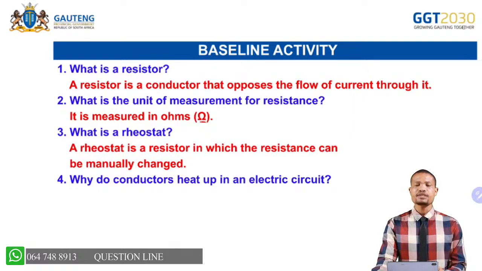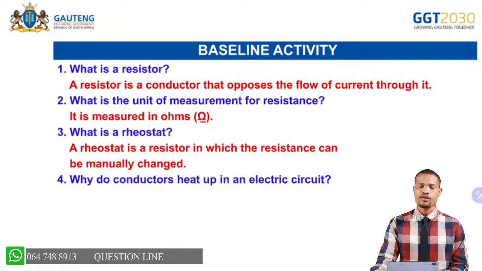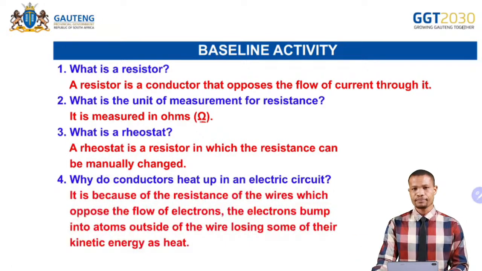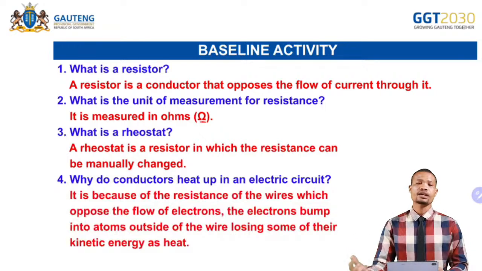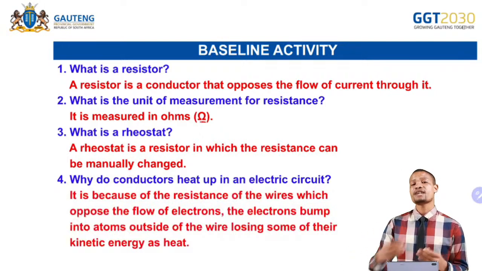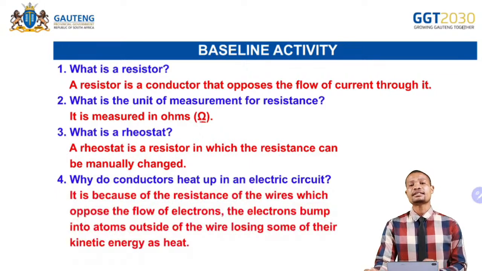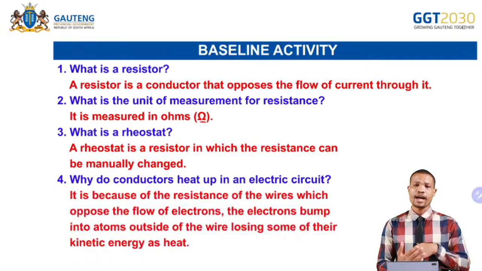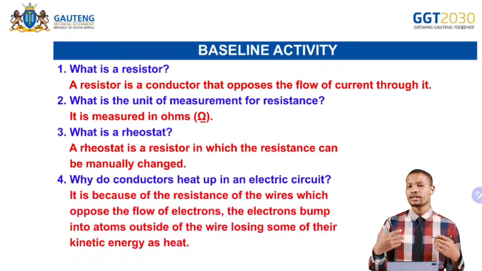And the last question is, why do conductors heat up in an electrical circuit? Anyone? Yes, that is correct. The reason why conductors heat up is because of the resistance of the wires. Remember we said a resistor is a substance that tries to prevent the flow of current through it. So conductors also have their own resistance, right? This is because of the resistance of the conducting wires, which opposes the flow of what? Of electrons. The electrons bump into atoms of the conducting wire and lose some of their kinetic energy in the form of heat, right?